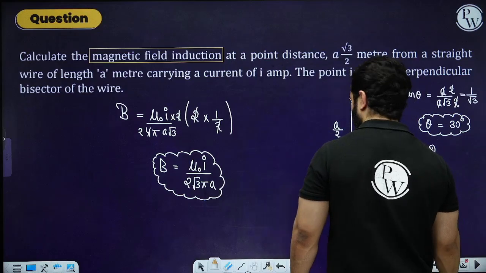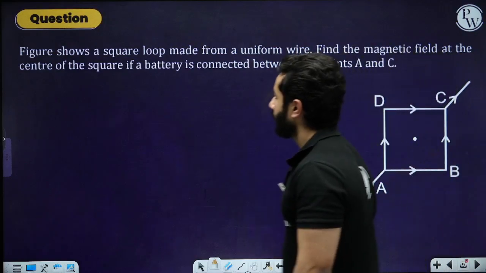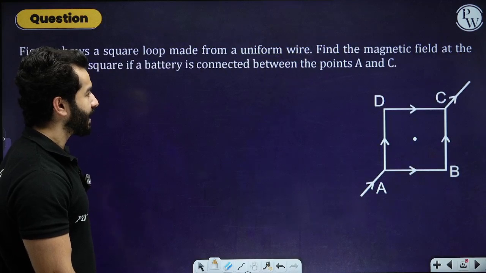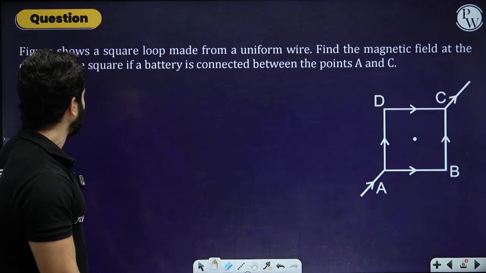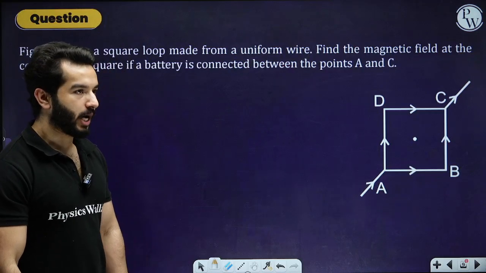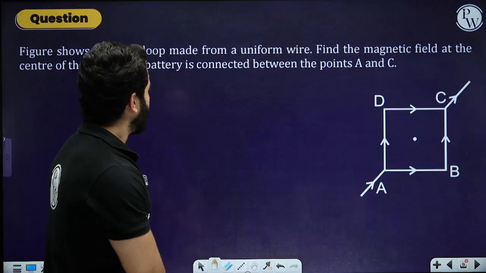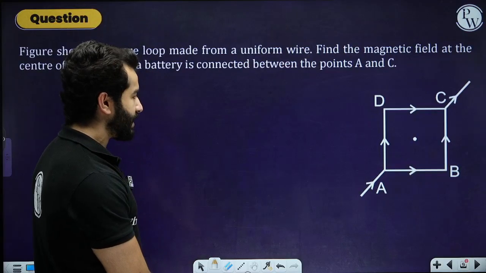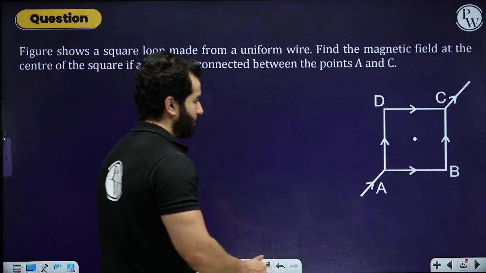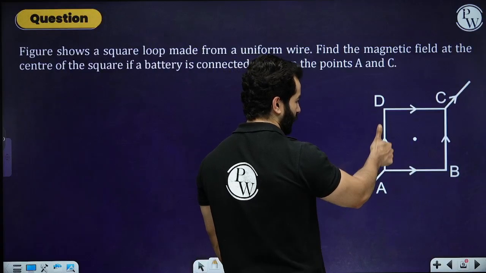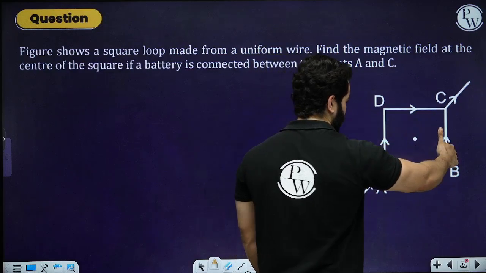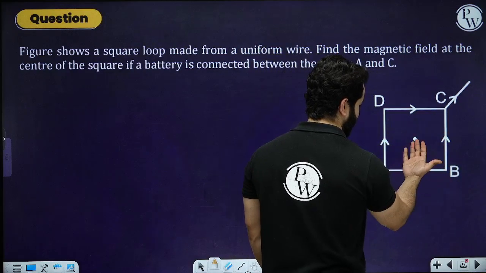Now let's move on to the next question. Figure shows a square loop made up of uniform wire. Find the magnetic field at the center of the square if a battery is connected between point A and C. So we have got a square, and see, if you can please see, we have got two types of wires over here. Magnetic field is going to be, if I am going to talk about this wire, magnetic field is going to be cross. For this one, magnetic field is going to be dot.